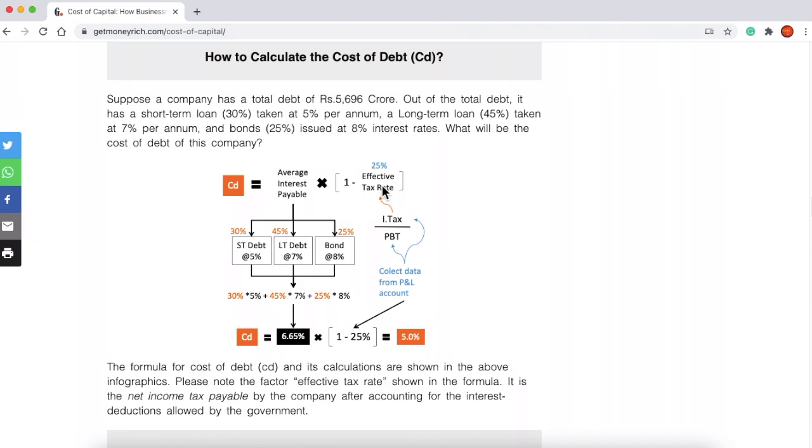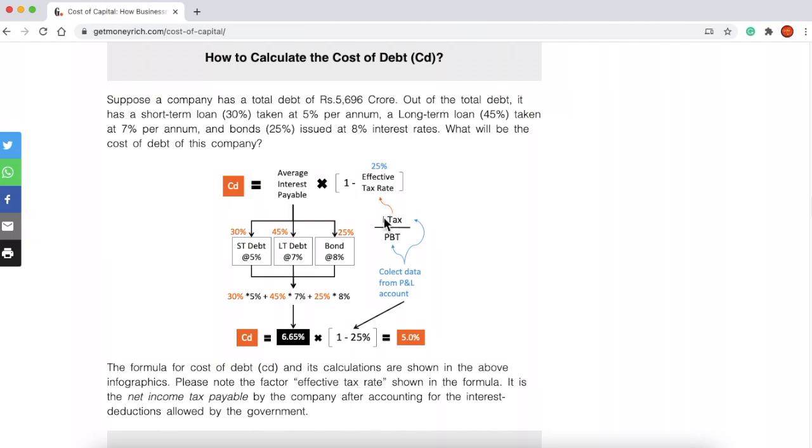What is effective tax rate? Effective tax rate is the income tax that the business has to pay on the profits that they have made. And remember, the income tax is always paid after paying the interest on the loans. Because the interest component of the debt is tax deductible, the effective tax rate of the company, which is generally taken at 30%, becomes slightly lower. So the formula for cost of debt is average interest payable into 1 minus effective tax rate.